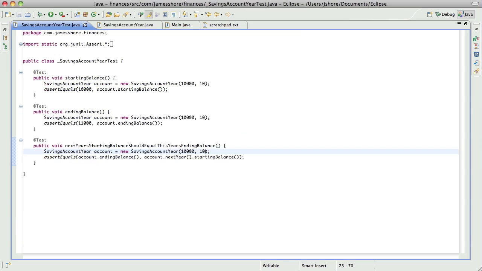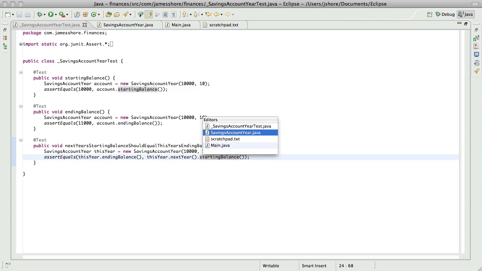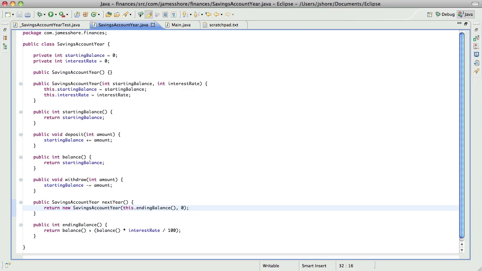Okay, so our tests are passing. This is going to be this year. This year dot ending balance is equal to next year's starting balance. I love it. Okay, now what do we want to do about that interest rate? Now I know from my previous work in the spreadsheet that in the future I want the interest rate to change over time.